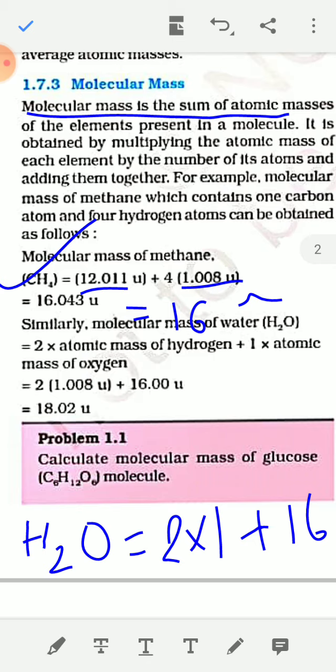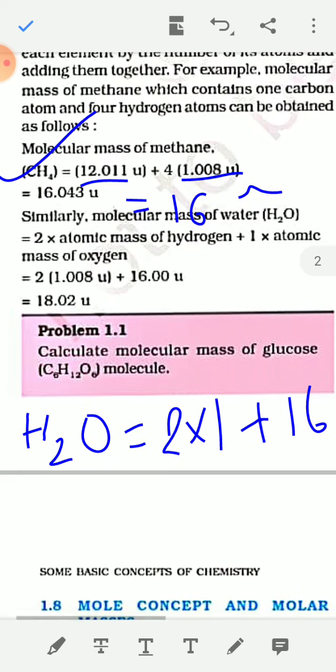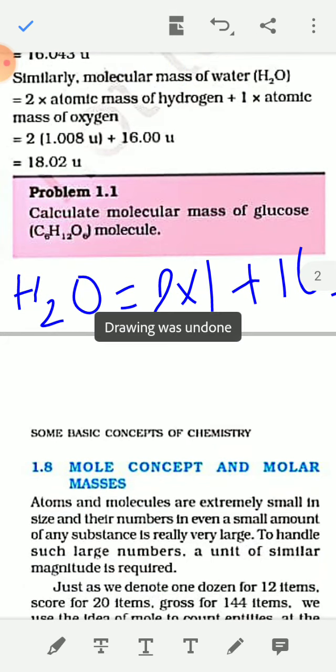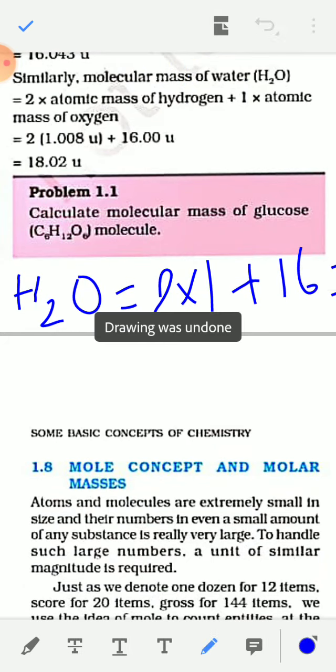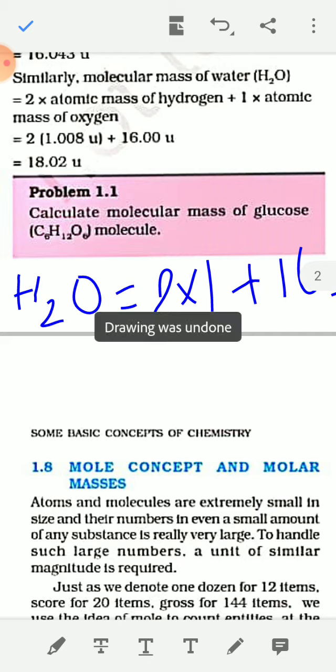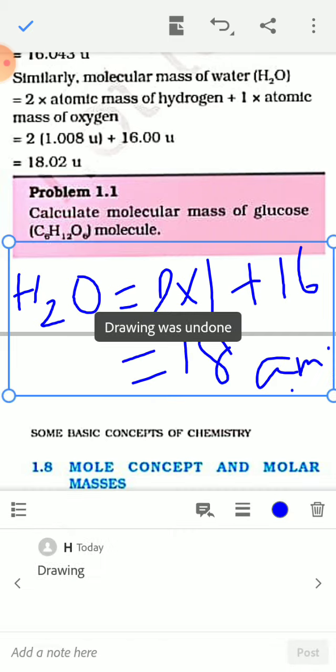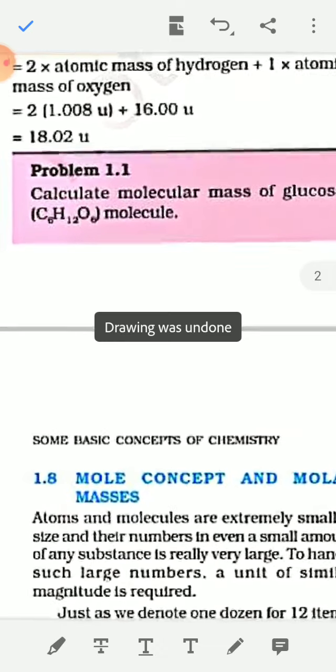Okay, so first you have to remember the atomic mass of different elements. Now here one problem is given: calculate the molecular mass of glucose. So how to calculate the molecular mass of glucose?